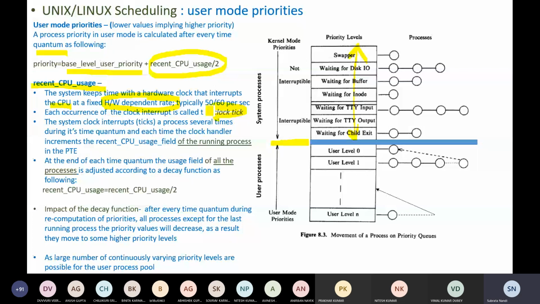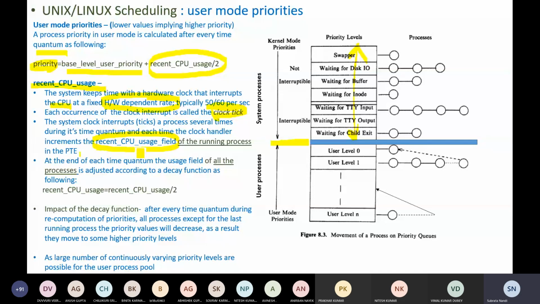50 ticks, say for example, or 60 ticks it will receive, and each of these ticks will add to the CPU usage field. The recent CPU usage field, where is it maintained? It is maintained in the process table entry. In the process table entry you have the priority stored, and also the parameters based on which the priority is calculated. So it's the recent CPU usage.